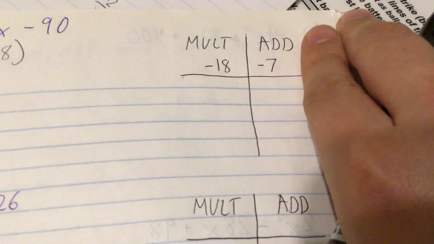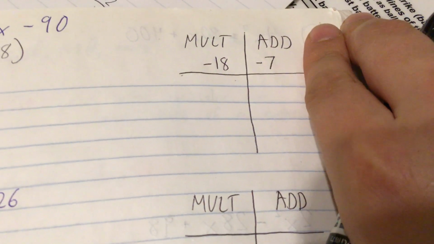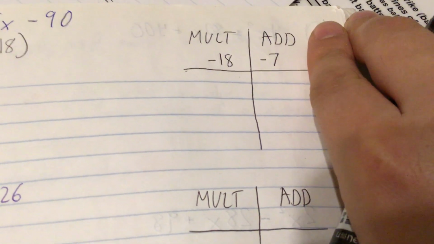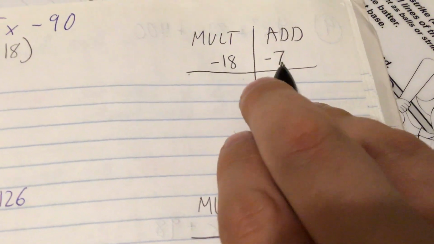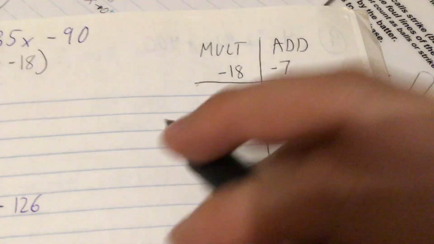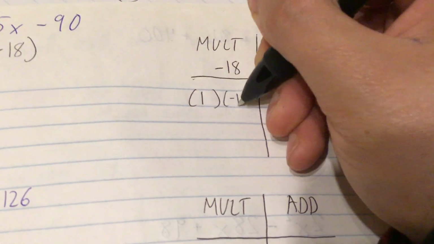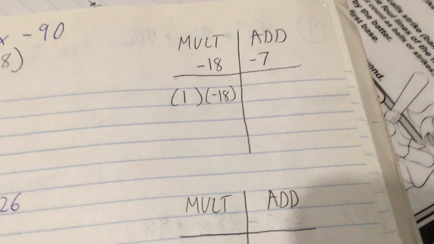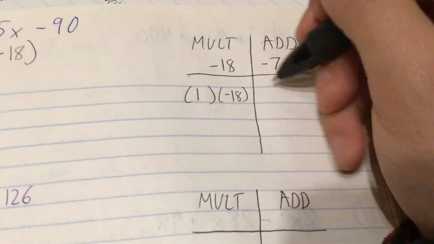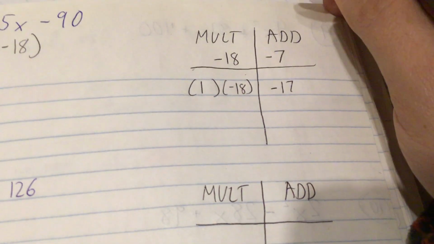Now I'm going to uncover the right column to ask myself, which digit is going to be bigger, the positive or the negative? It's going to be positive times negative, but the negative is going to be stronger. So let's make a table of weak positives and strong negatives. 1 times negative 18 is negative 18, but 1 plus negative 18 is negative 17.